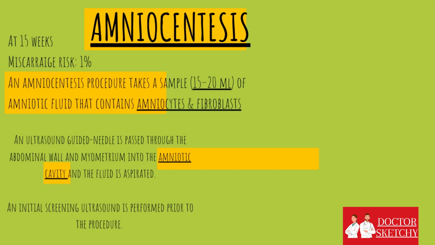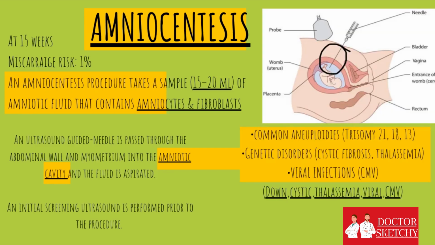It is used to confirm the diagnosis of common aneuploidies and genetic disorders, just like it is done in the CVS, but CVS was done at 11 weeks while amniocentesis is done at 15 weeks and onwards. Along with these two, it also detects a viral infection like CMV, cytomegalovirus.